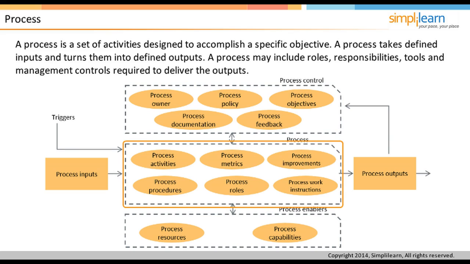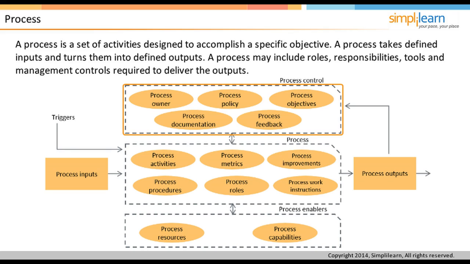The central box in the image indicates the elements of a process. As mentioned earlier, a process is a set of activities with established procedures and work instructions. So it has to be measured and then improved with the help of metrics. A process may include roles and responsibilities to carry out the activities involved in it. The Process Control section shows various entities to control the process. The process owner governs and controls the process. He is accountable for the effectiveness and efficiency of the process.